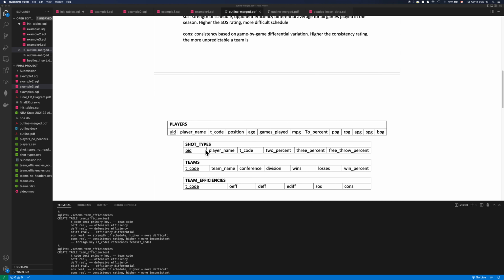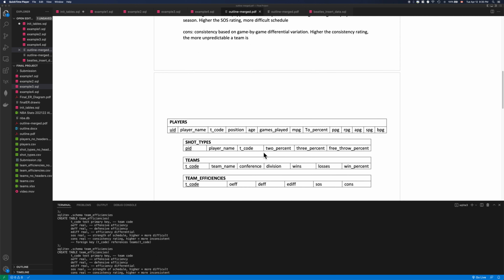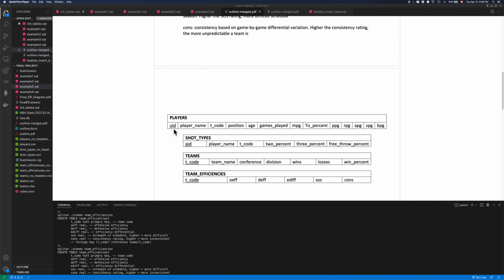So in my players table, this should be PID, and the shot types use PID as the primary key, and this is a foreign key to this player key. Likewise, I have teams, and the T code would be a foreign key to this one, although I think I might have left that out.